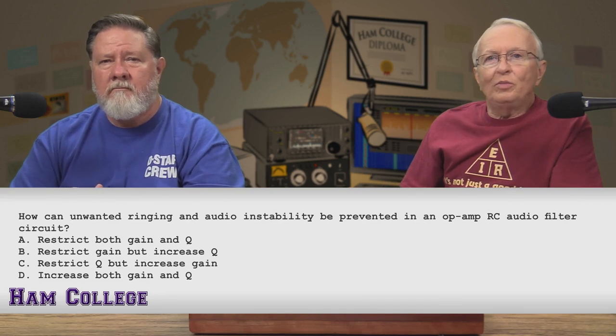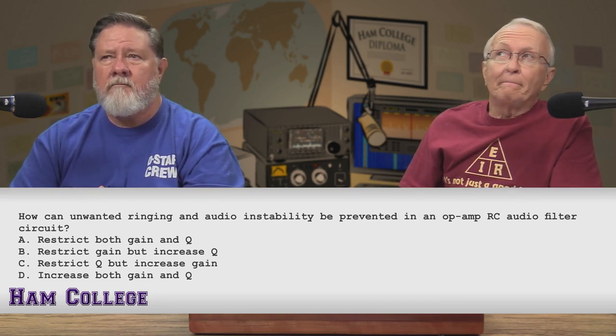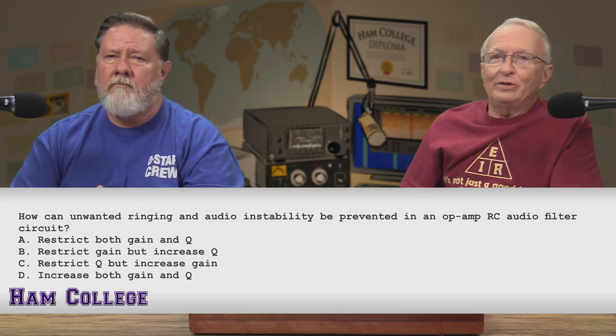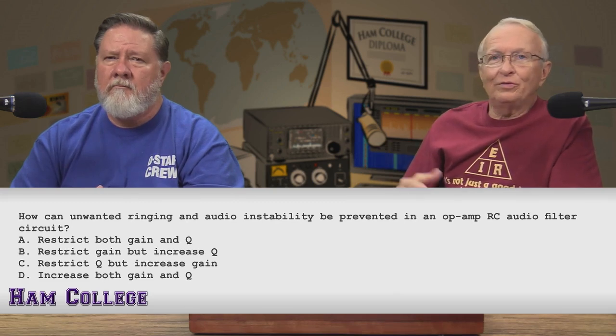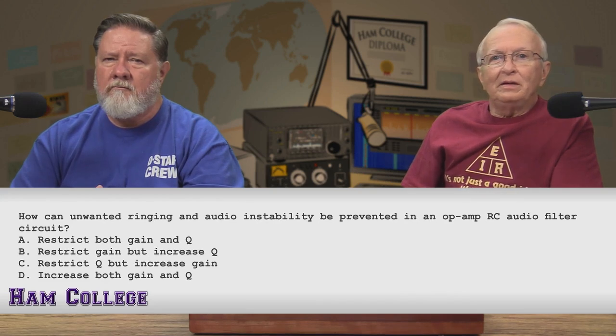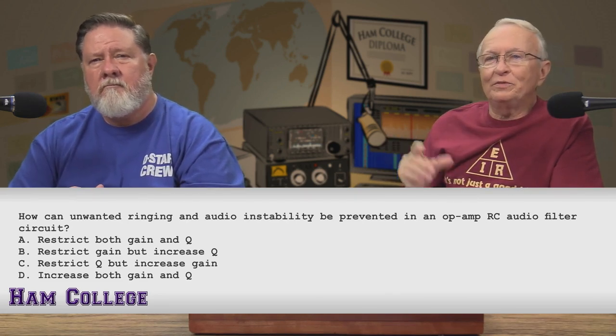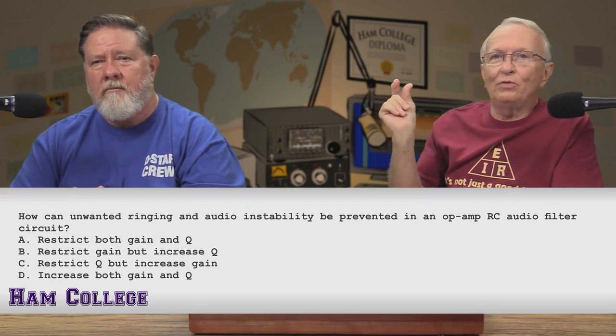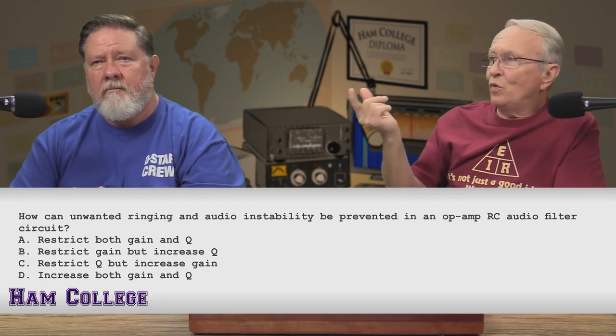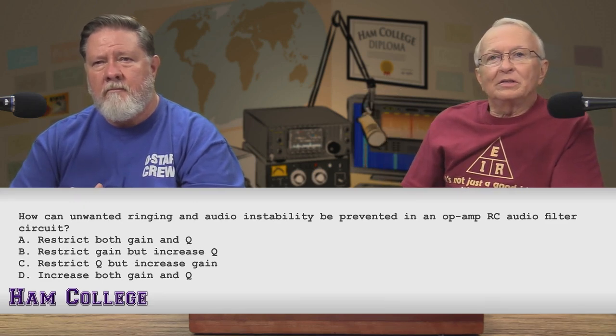C, restrict Q but increase gain. Well, increasing the gain, again, if the thing is ringing and you increase the gain, that's not going to help prevent the ringing. B, restrict gain but increase Q. Well, restricting the gain's a good idea, but if you're increasing the Q, you're making it more narrow, which means it would be more resonant, more likely to ring. So I'm going to say it's A, restrict both the gain and the Q.